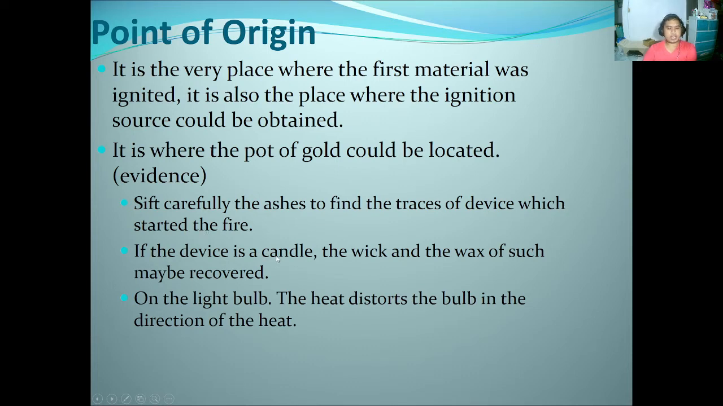If the device is a candle, the wick and the wax of such may be recovered. On a light bulb, the heat-distorted bulb shows the direction of the heat. Kung ito po ay kandila, lalo-lalo na guys, kung ito ay pinagsimulan, yung mga wax na natira, pwede po nating point of origin kung saan po nagsimula o nag-ignite yung fire. Karaniwan po na gumagamit ang kandila yung mga informal settlers natin, di ba? Karaniwan ginagamit nila, lalo na pag wala silang kuryente, pag brownout din. Yan po yung mga point of origin na pwede nating malaman kung saan ba nagsimula yung sunog na tinatawag natin. Okay?